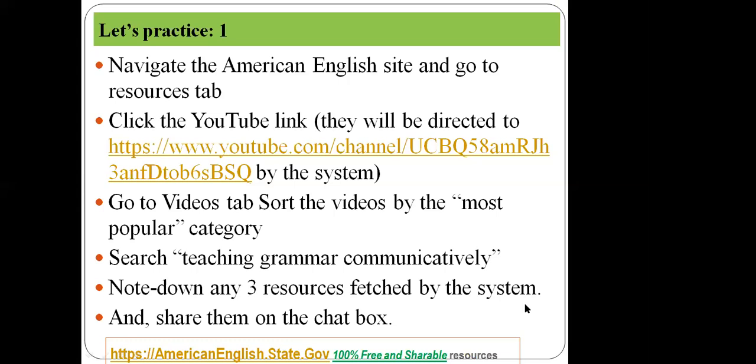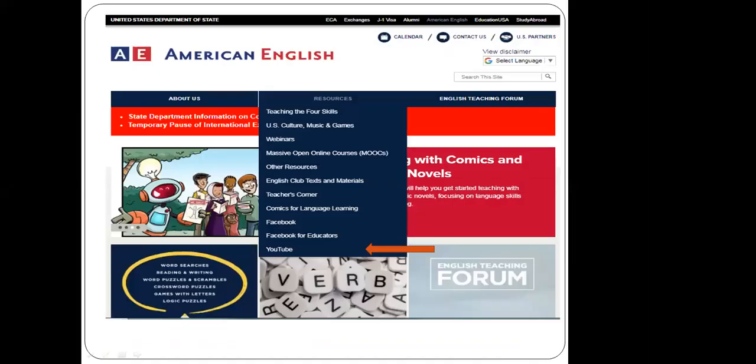But one thing that you can do is minimize this Zoom window and go and open the americanenglish.state.gov site, do this activity, and then come back to Zoom, and then write your response here.